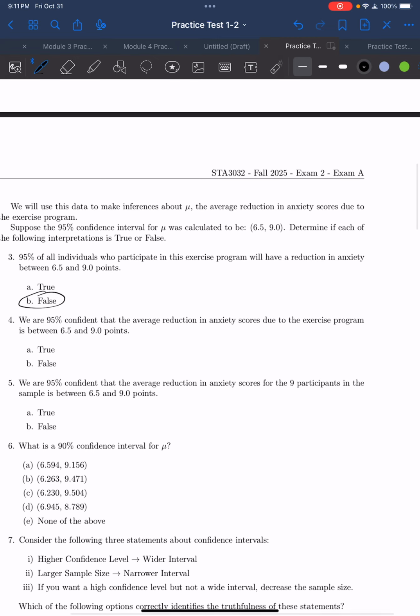And then, we are 95% confident that the average reduction in anxiety scores due to the exercise program is between 6.5 and 9.0 points. And yes, that is true. That is how we interpret our confidence interval. We are 95% confident that our interval contains the value we're estimating, in this case the true population mean. So this is true.